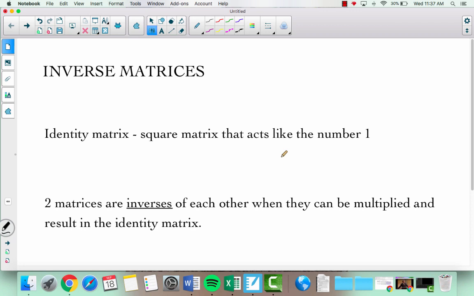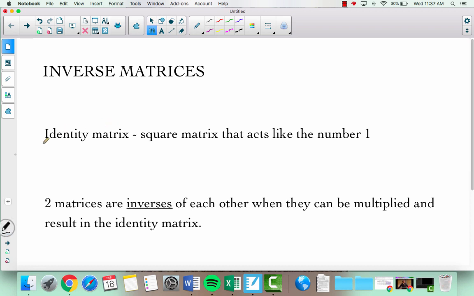Hi class, welcome back. Today's topic is inverse matrices. We're going to go through a few vocab words first, and then we're going to jump into how to find the inverse of a matrix, as well as how we can use inverse matrices to solve systems of equations. So there's kind of two parts to this. So let's start off with the identity matrix.